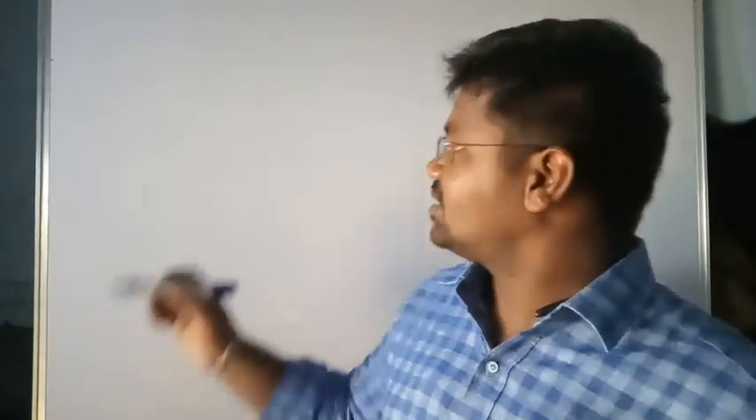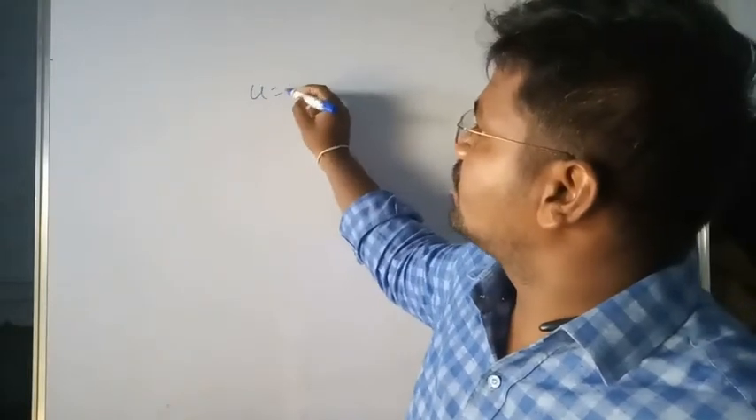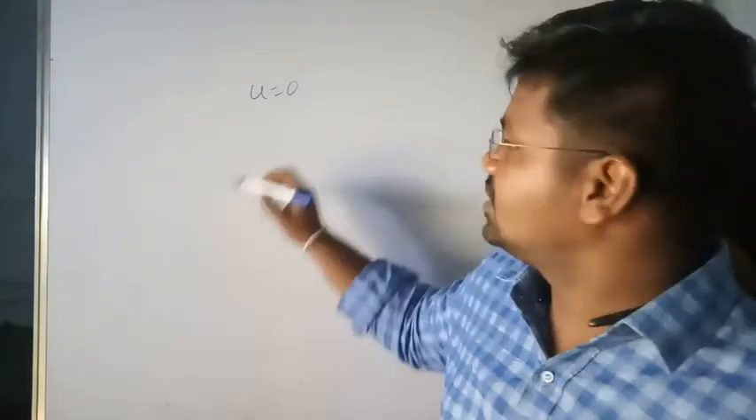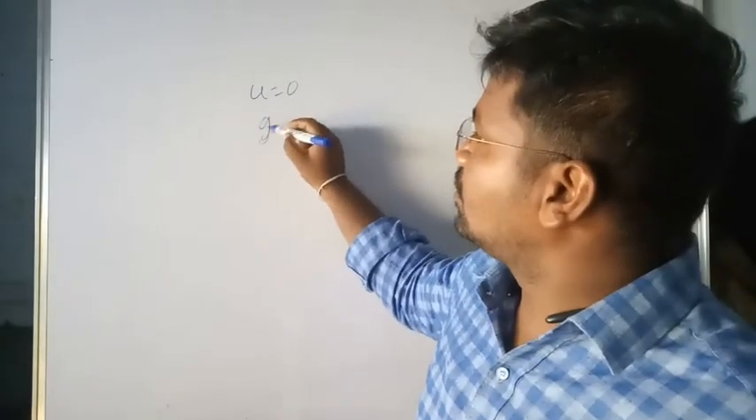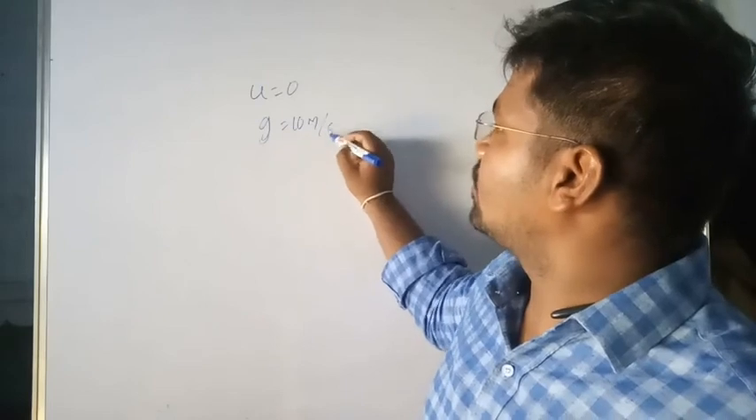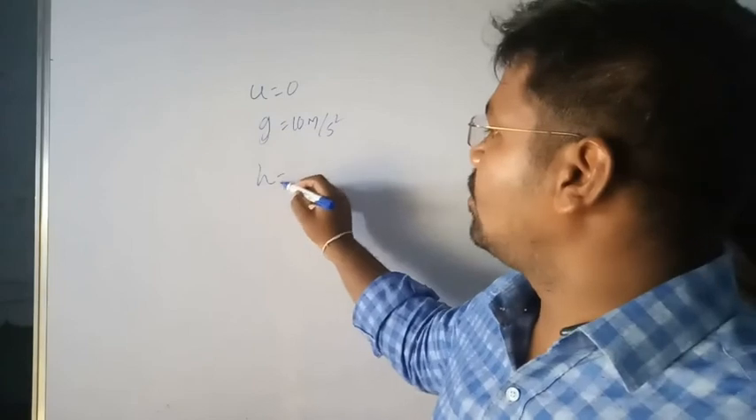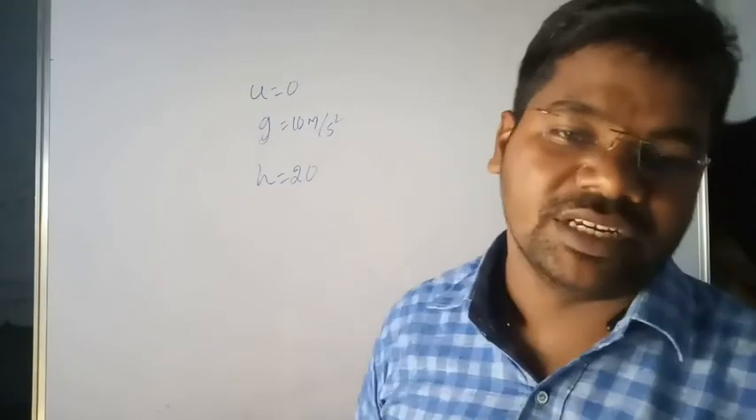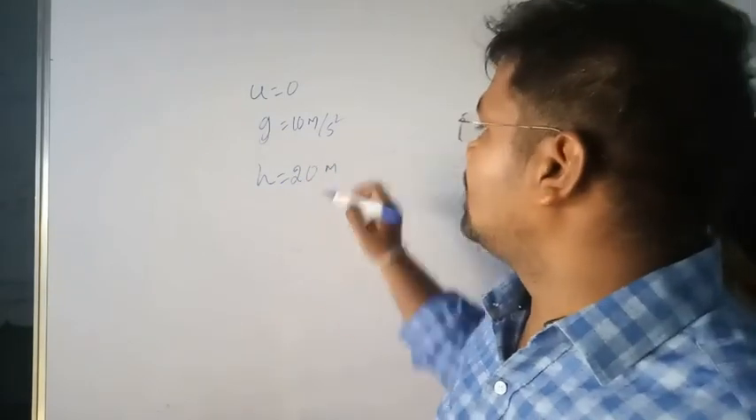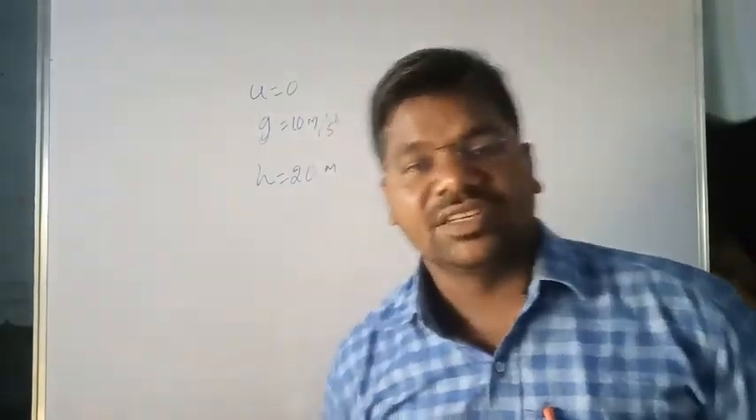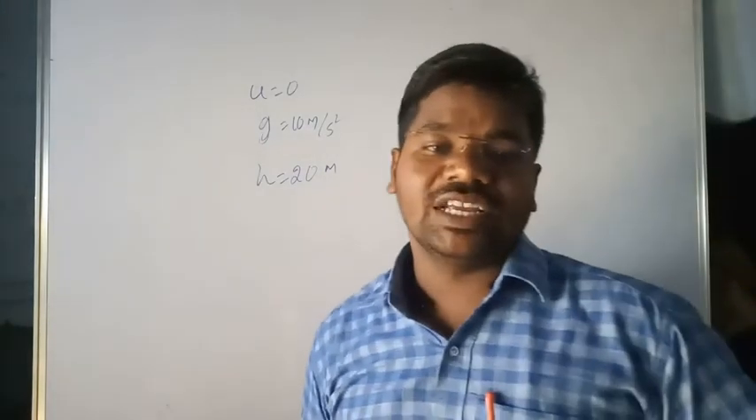Here in this problem, according to the given data, the body starts from rest, initial velocity is 0. Initial velocity u is equal to 0, means starting from rest. Acceleration due to gravity g is equal to 10 meter per second square. Maximum height h is equal to 20 meters. Okay, so we have to find the velocity with which the stone hits the ground.